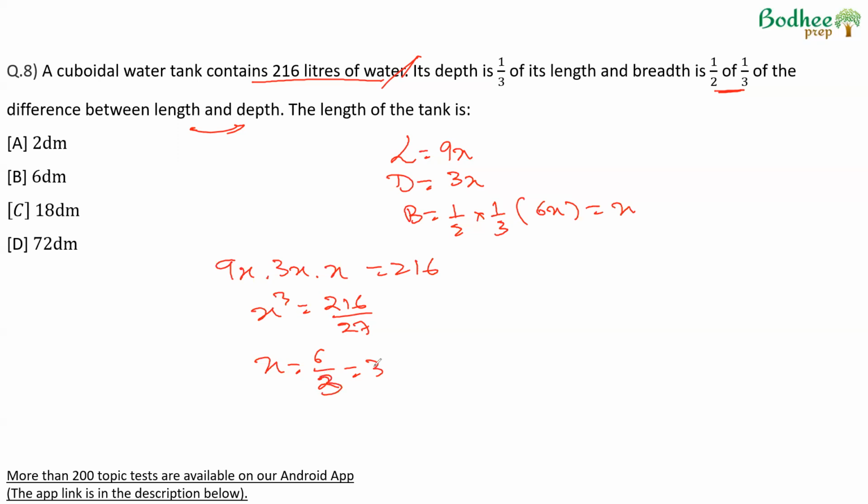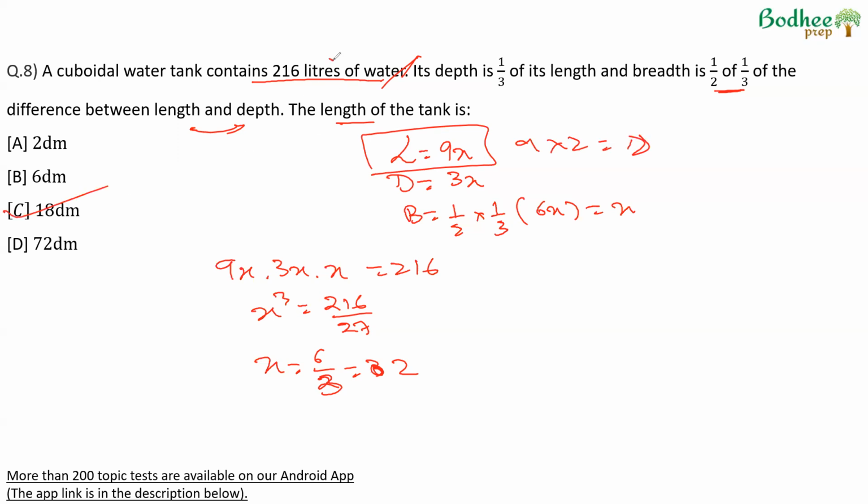6 by 3 is 2. Yes, the cube root of 216 is 6, the cube root of 27 is 3, and 6 by 3 is 2. 216, yes. What is the length of the tank? The length of the tank is 9x, or 9 into 2, which is 18. Option C becomes the answer.